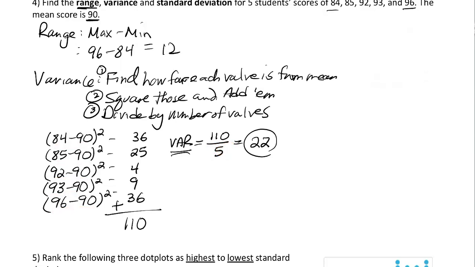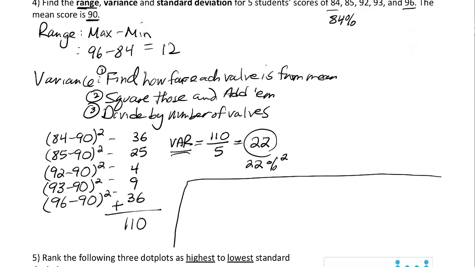Now the only weird thing about variance is the units are weird. If our original units were like a score of 84% on a test, because we squared the values, our units here would be 22% squared, which is very, very strange. I don't know what that means to be percent squared. So more than a variance, what we use is our last statistic that I'll introduce you to, called the standard deviation. And standard deviation is simply calculated as the square root of the variance.